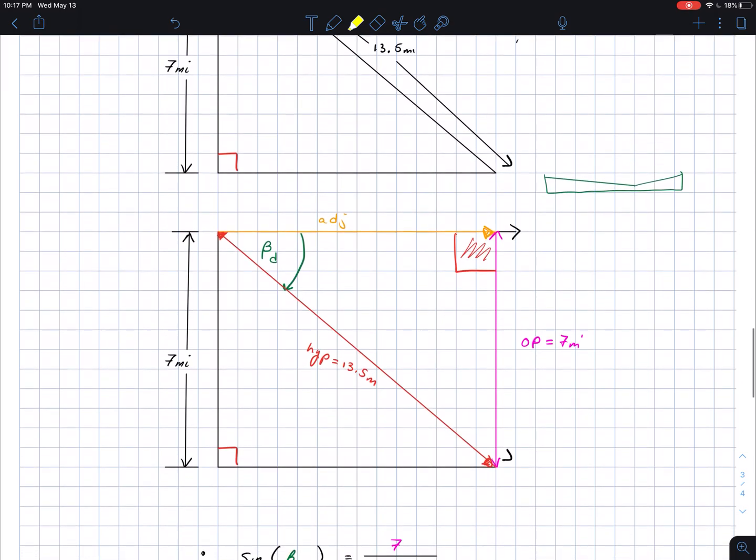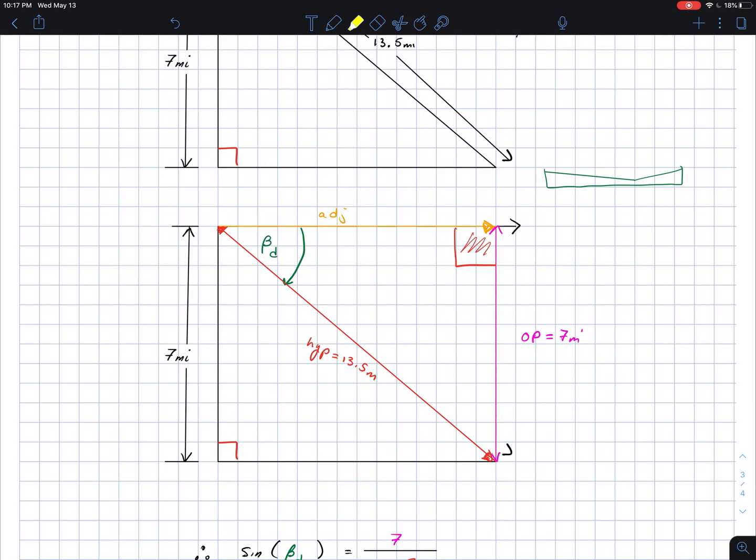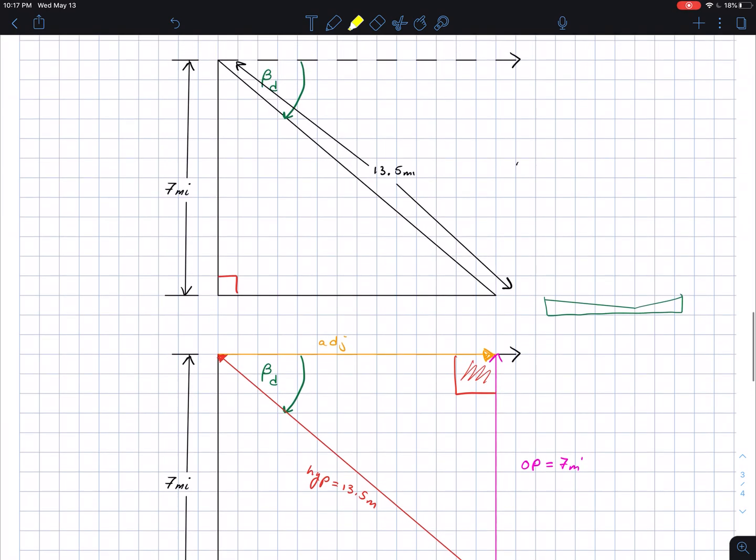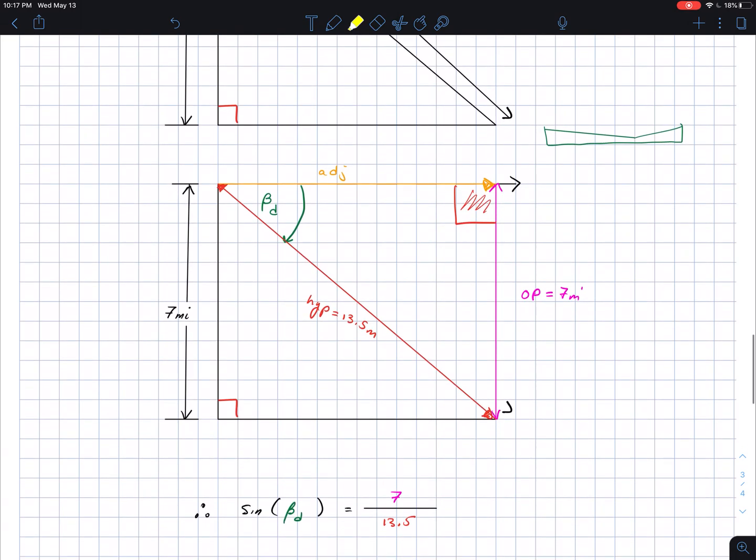Well, there are a lot of ways you could have done it. You could have used alternate interior angles, because there are two parallels and a transversal. That's one way. So you know that beta sub d is also down here if you did it that way. But I did it with a regular triangle, and notice I just made my new triangle like that, right? It's still the same triangle, just reversed almost, if you will.